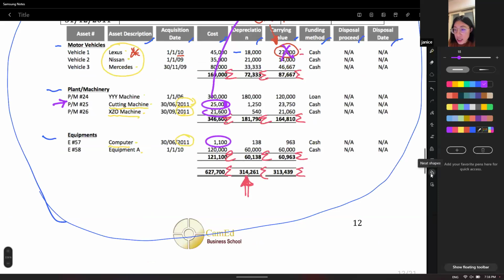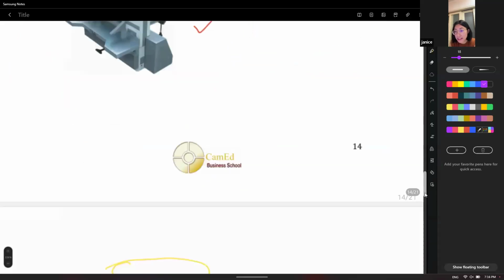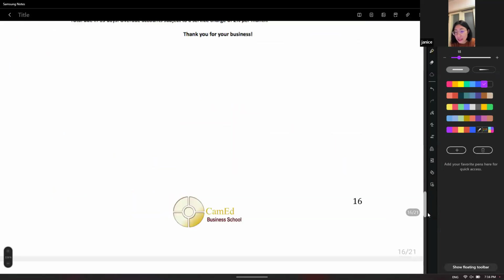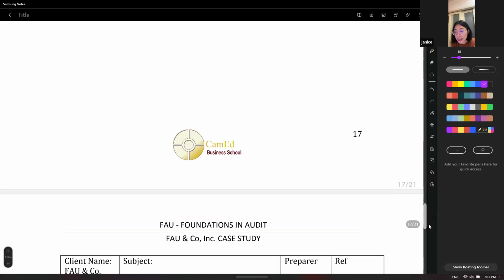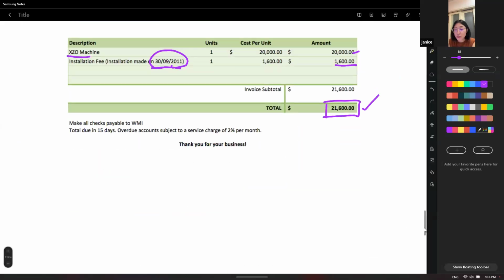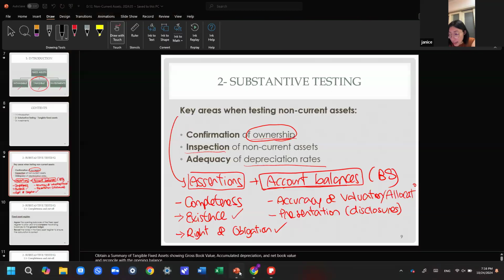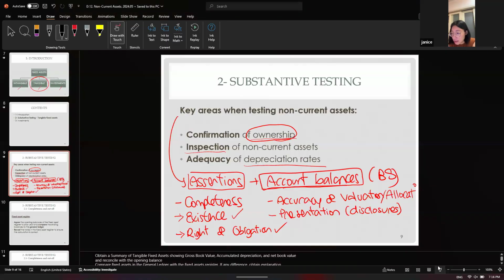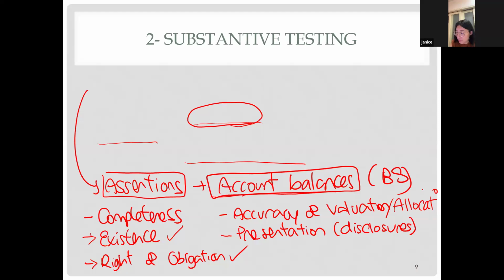The XZO machine, the date is 30th September 2011 and 21,600. Very good. So we recorded the XZO machine correctly. Excellent. So very good. And then that's it. So we have also verified the accuracy and valuation.